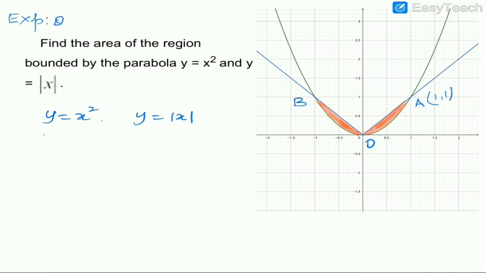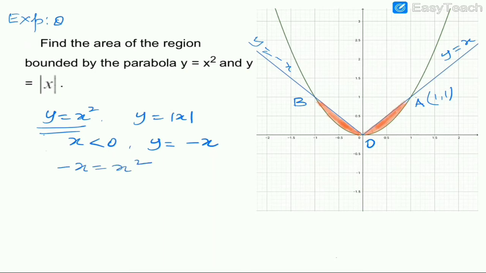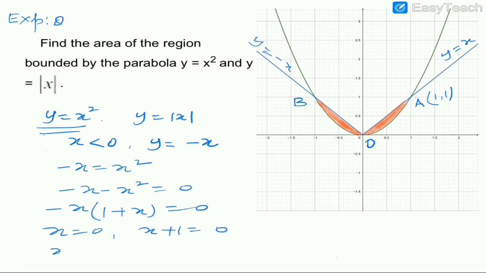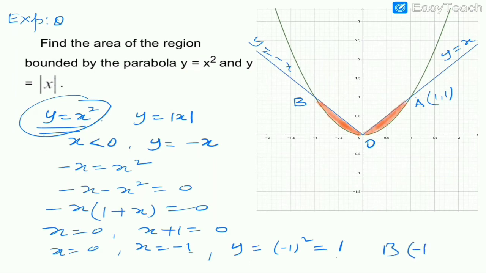Similarly, for x is negative, then y is equal to minus x. So, y is equal to minus x represents the line y is equal to minus x, and this line is y is equal to plus x. So, putting the value of y is equal to minus x in this parabola, we have minus x is equal to x square. So, minus x minus x square is equal to 0. So, minus x take outside, 1 plus x is equal to 0. So, we have x is equal to 0 or x plus 1 is equal to 0. Therefore, we have x is equal to 0 and x is equal to minus 1. So, putting the value of x is equal to minus 1 in this parabola, we have y is equal to minus 1 square, which is equal to 1. So, the point B would be minus 1, 1.